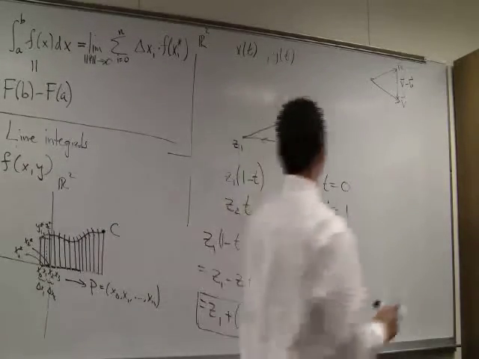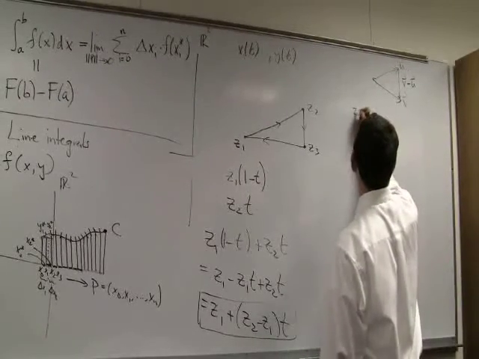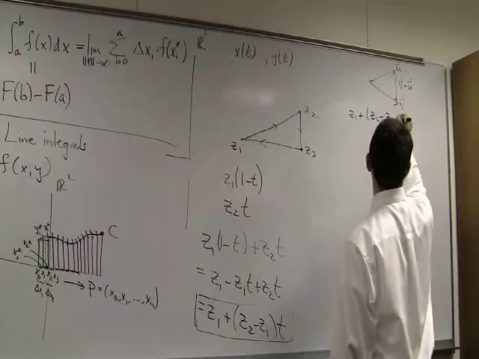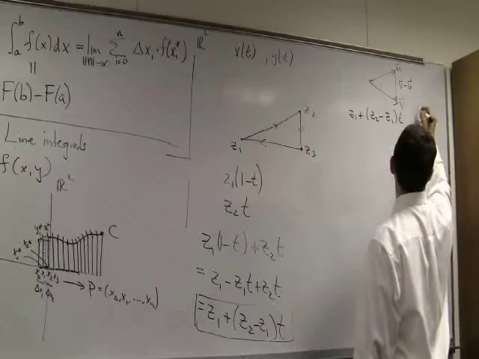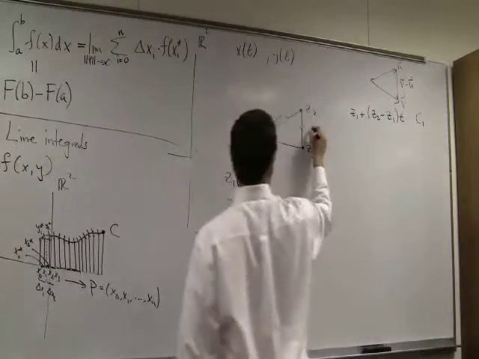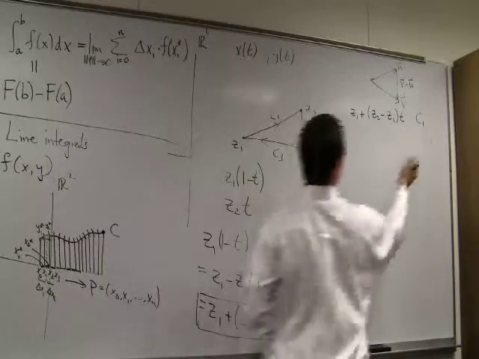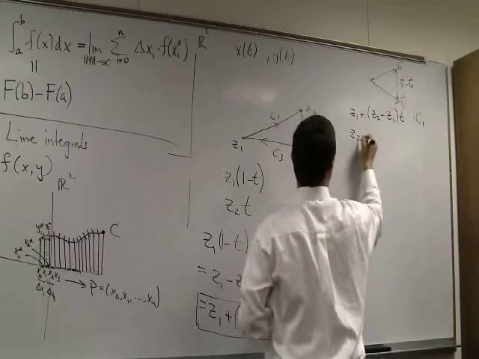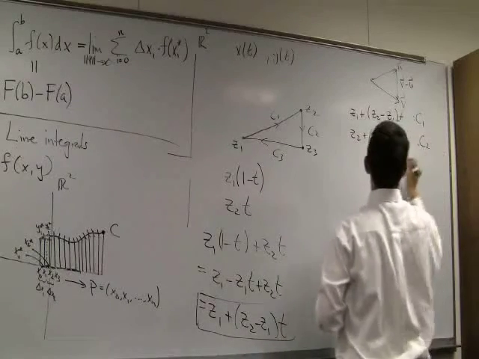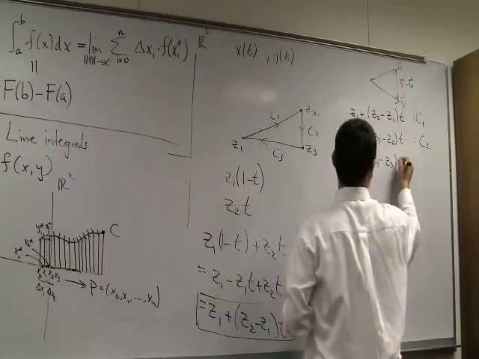It's just a tad more useful. So first I go z1 plus z2 minus z1 times t. So that's the first path. So let me just call it c1. Maybe c1, c2, c3. Okay, and then c2 is z2 plus z3 minus z2 times t. And then c3 is z3 plus z1 minus z3 times t.